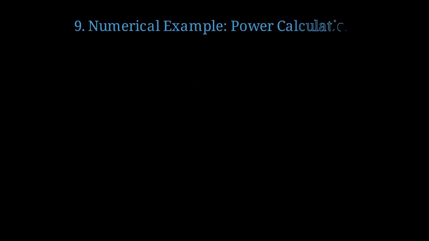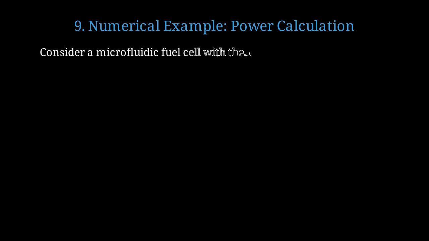Let's work through a numerical example to understand typical performance. Consider a microfluidic fuel cell with the following specifications. Channel dimensions: 500 micrometers wide, 100 micrometers deep, and 2 centimeters long. Operating current density is 50 milliamperes per square centimeter. Cell voltage is 0.5 volts at this current density.